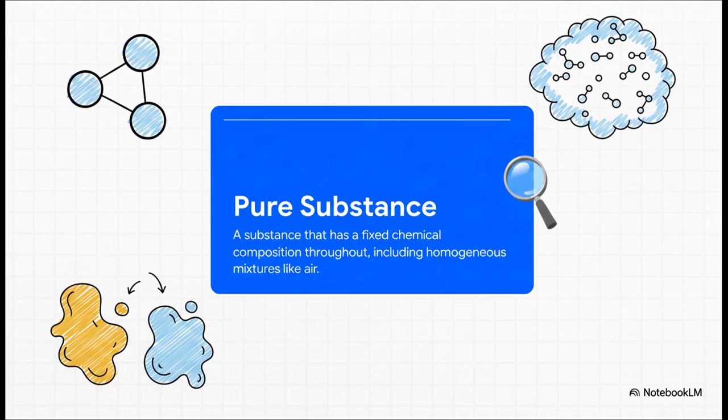And this is a huge takeaway. In our world, a pure substance is anything with a fixed, uniform chemical makeup all the way through. So, a mix of oil and water? Nope, not a pure substance because they separate. But a mix of gases like air is considered a pure substance because it's all blended together perfectly.